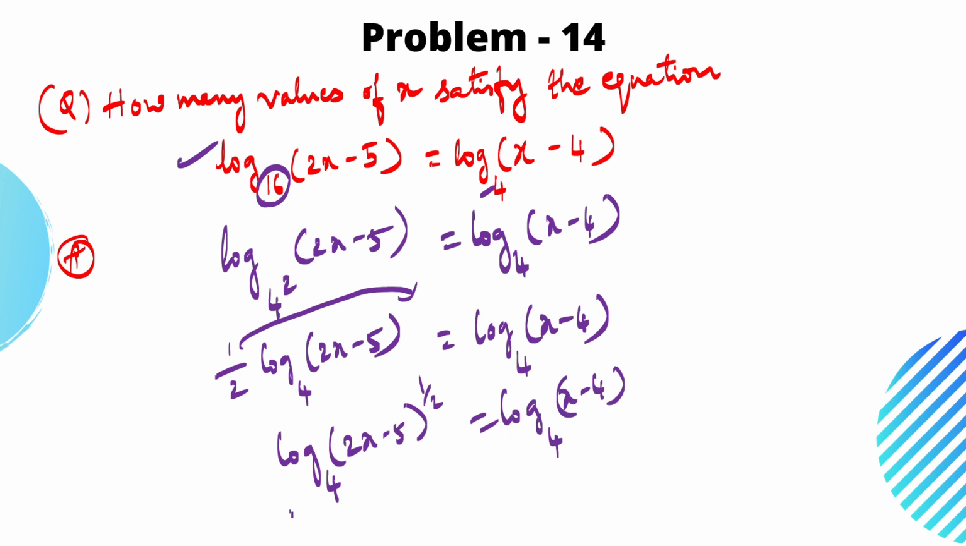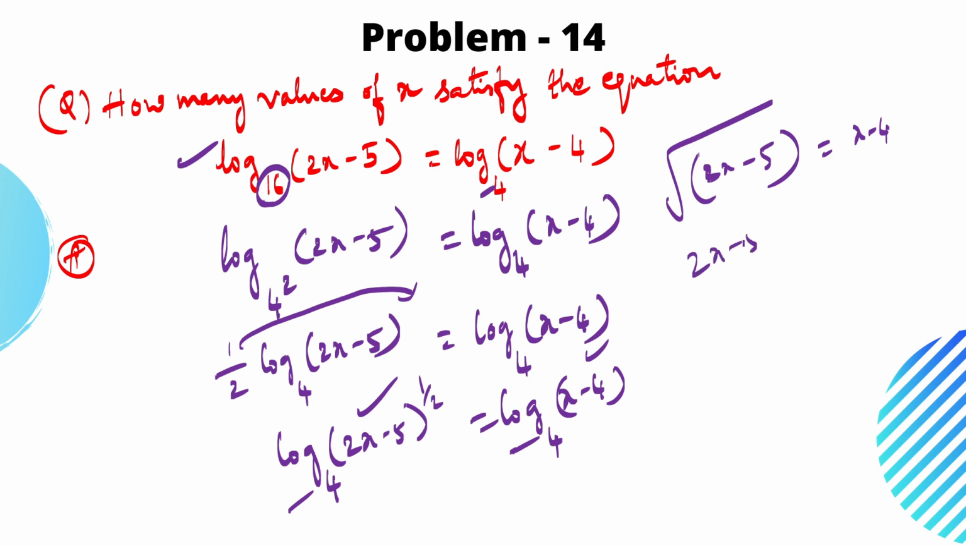So log to the base 4 and log to the base 4 are the same, so we can equate these two. So 2x minus 5 to the power 1 by 2, instead of 1 by 2, we can take a square root, is equal to x minus 4. If we square on both sides, or you can directly bring this 1 by 2 to the other side and square it, 2x minus 5 is equal to x minus 4 whole square.